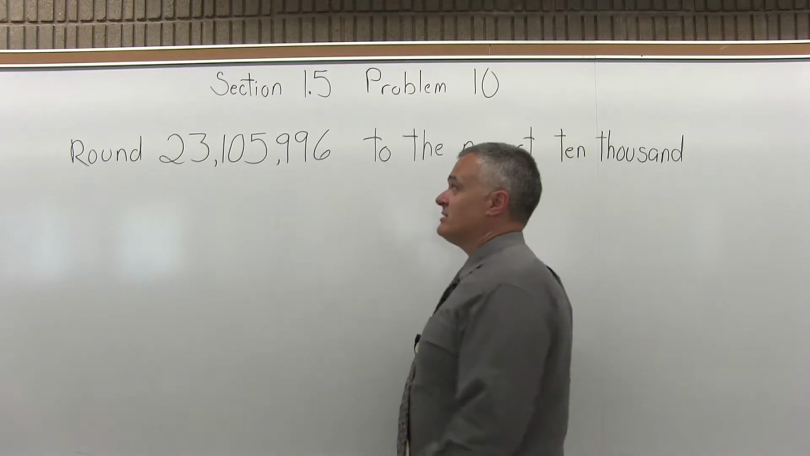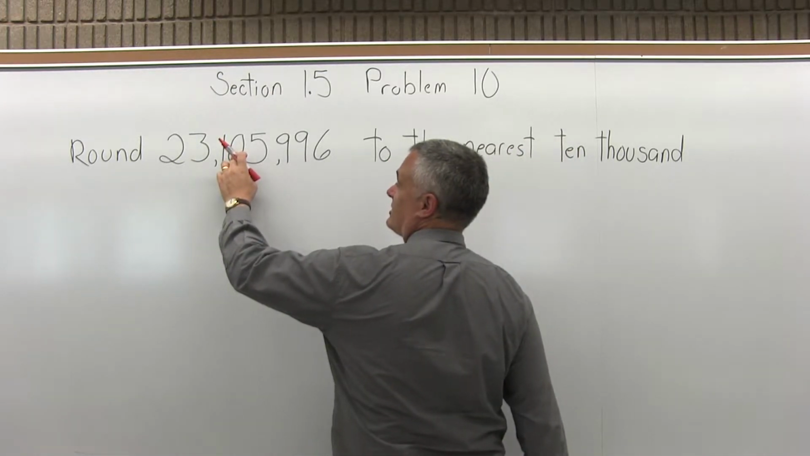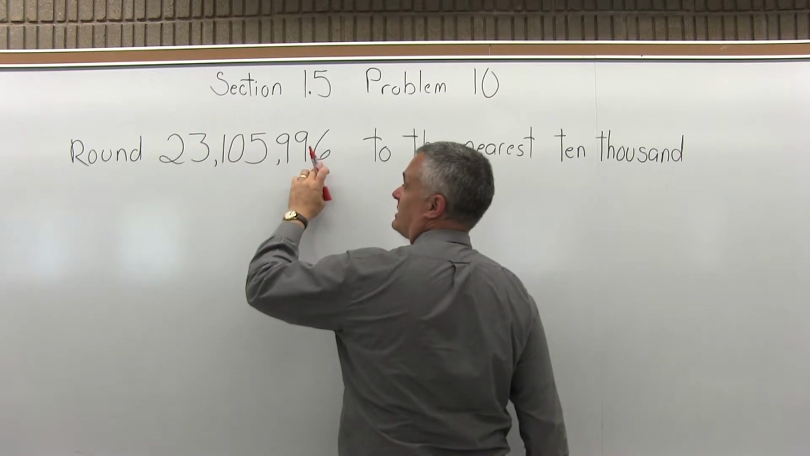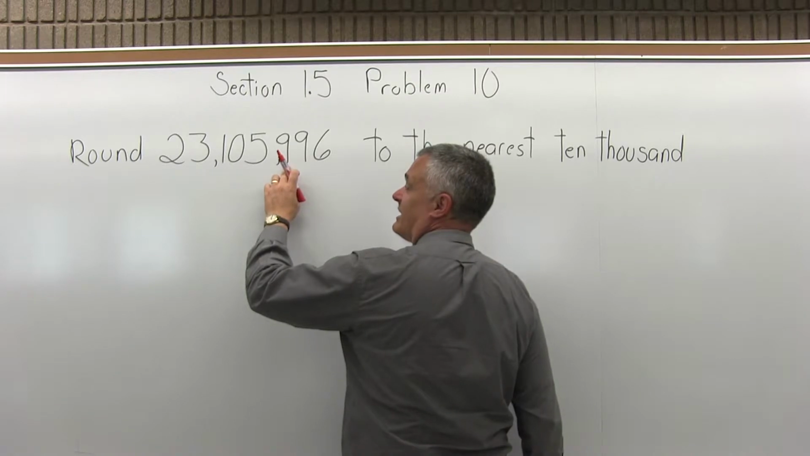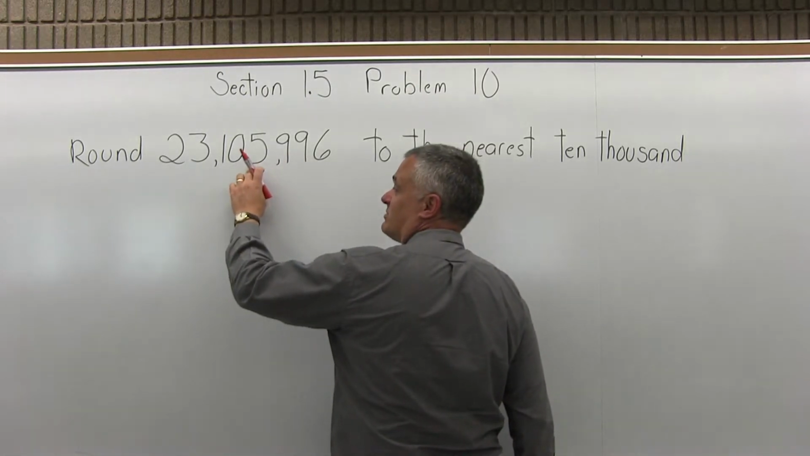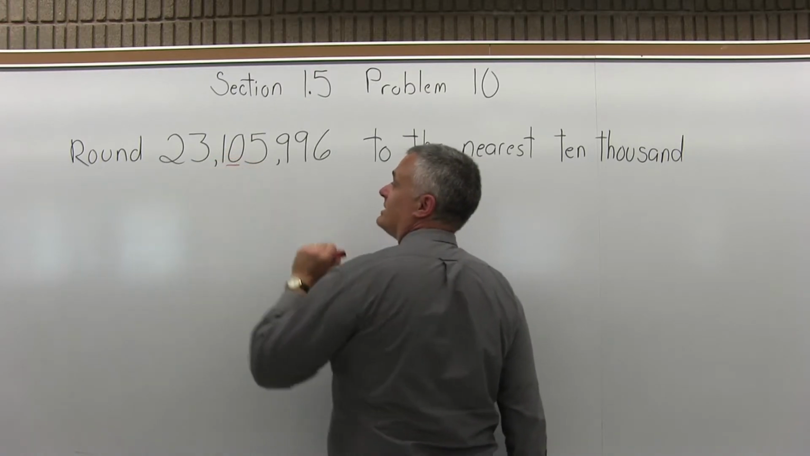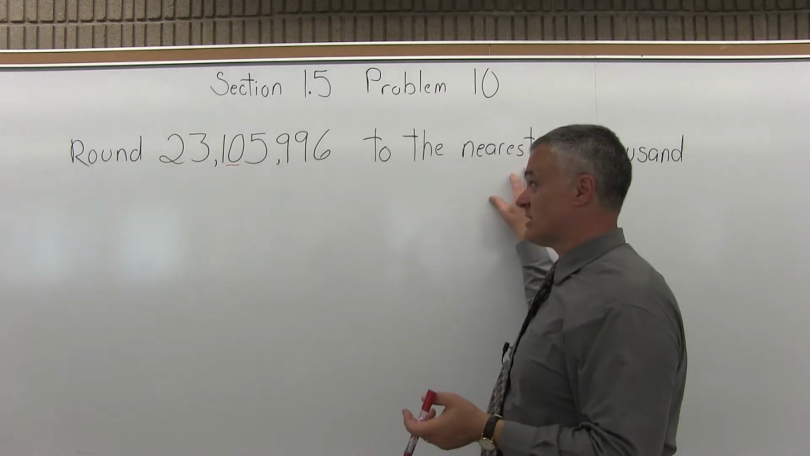The 10,000s position is actually the 0 near the center of the number. The 6 is in the 1s position, the next 9 over is in the 10s position, the 9 after that is in the 100s position, the 5 is in the 1000s position, and the 0 is in the 10,000s position. That's the position we need to round to because that's what the question asks us to do.